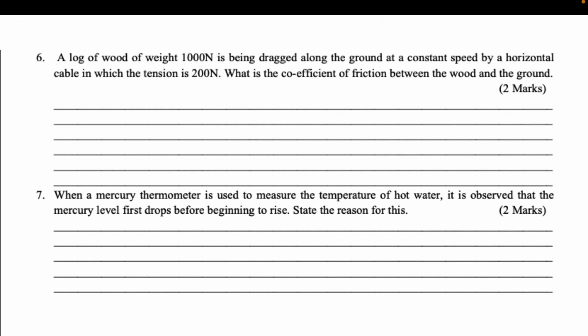A log of wood of weight 1000 N is being dragged along the ground at a constant speed by a horizontal cable in which the tension is 200 N. What is the coefficient of friction between the wood and the ground? 2 marks. When a mercury thermometer is used to measure the temperature of hot water, it is observed that the mercury level first drops before beginning to rise. State the reason for this. 2 marks.